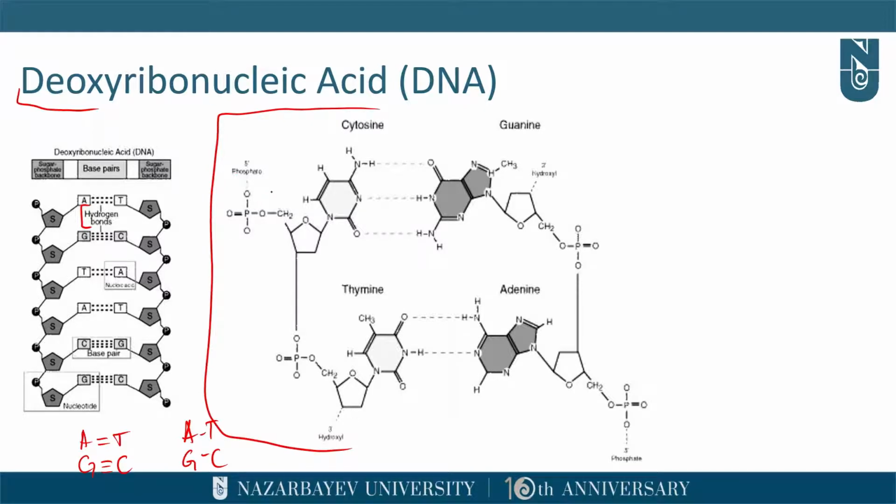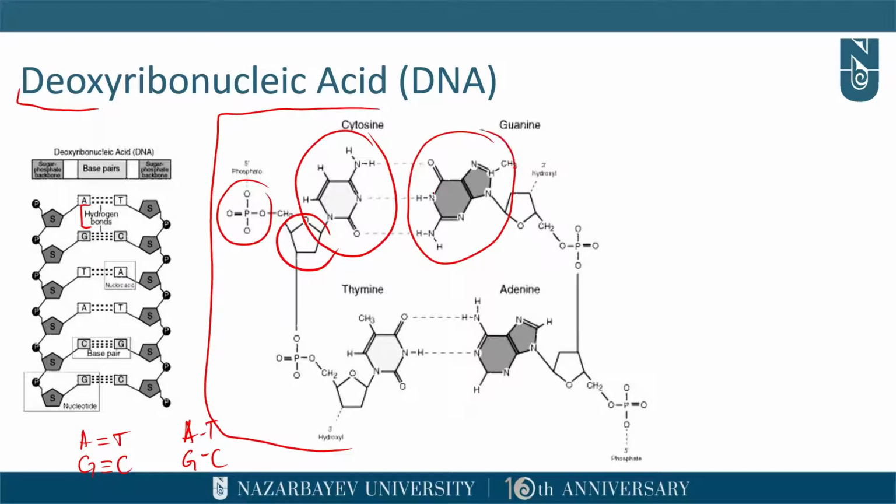So here you can see the phosphate, the deoxyribose, and the nucleotide itself. And we have cytosine and guanine here. They are forming these 3 bonds between the hydrogen and oxygen here, hydrogen and nitrogen here, and hydrogen and oxygen here. And if we're talking about the thymine and adenine, they form only 2.